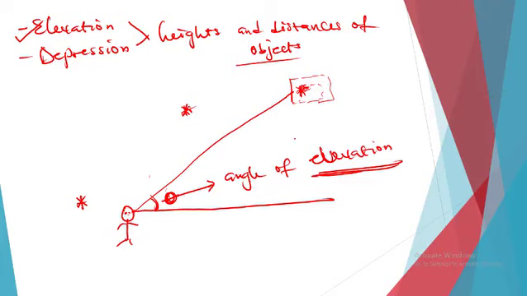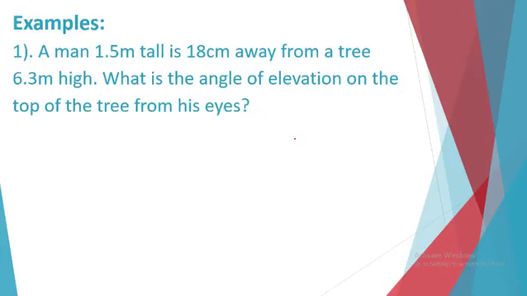So let's quickly take some examples to explain this better. Example number 1: a man 1.5 meters tall is 18 cm away from a tree which is 6.3 meters high. What is the angle of elevation of the top of the tree from his eyes? Let me take it again. A man 1.5 meters tall is 18 cm away from a tree 6.3 meters high. What is the angle of elevation of the top of the tree from his eyes?